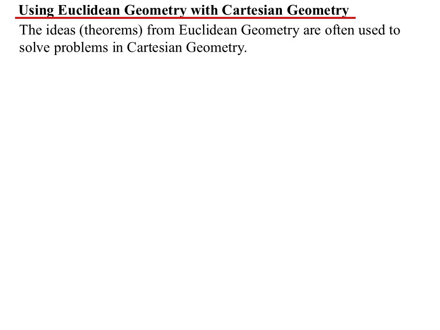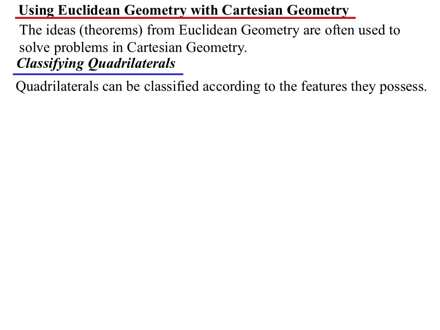So there's Euclidean geometry, Cartesian geometry, but they're all geometry and they are interchangeable, and we can use Euclidean geometry ideas in Cartesian geometry and vice versa. So all those theorems we know in Euclidean geometry can help us. Let's have a look at quadrilaterals then and how we classify them.